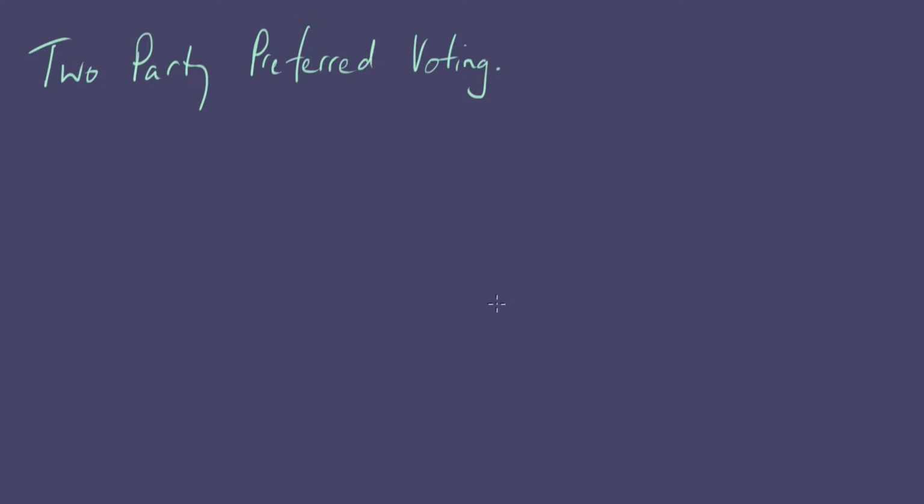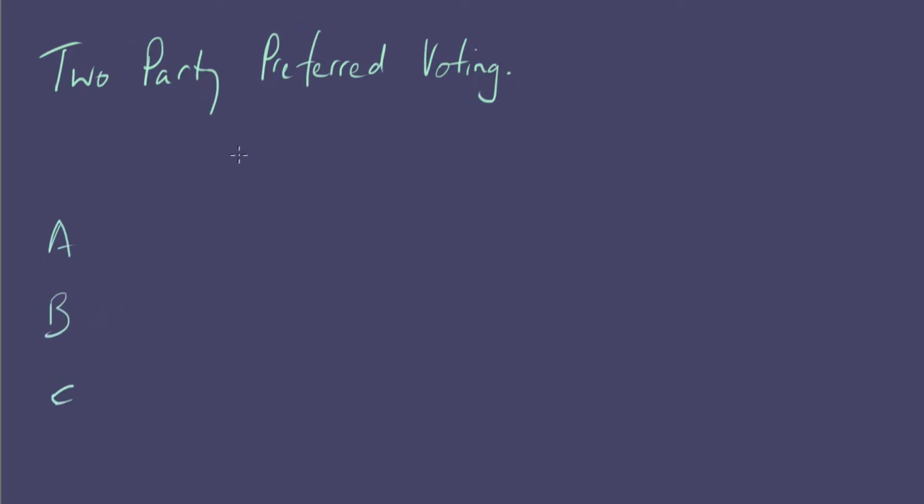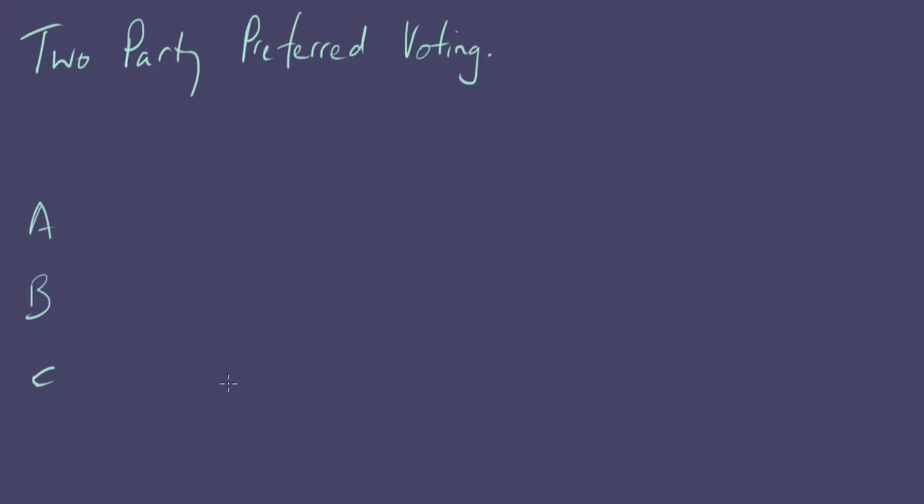So, under two-party preferred voting, let's say we have three candidates, candidates A, B, and C. Each member of the electorate has to number their ballot paper 1 to 3, assigning those numbers to the three candidates. So let's say we have 1, 2, 3, another person 1, 2, 3. We also have 1, 2, 3, 1, 3, 2, 1, 3, 2.